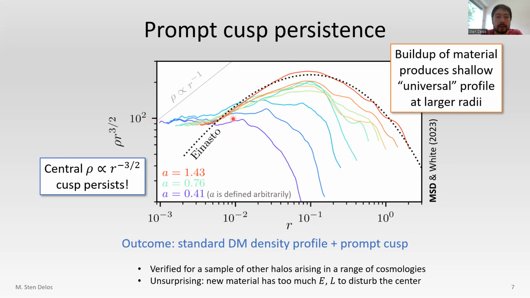But the prompt cusp persists at the center. And there's similar behavior for other simulated halos. I should also note that this result should not come as a surprise. New material has too much energy and angular momentum to disturb the center of the system. That's why it's just settling at large radii and building up the density at large radii.